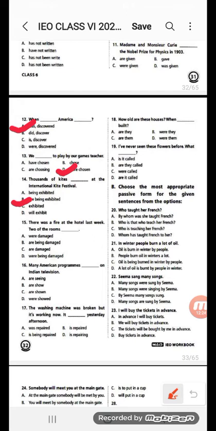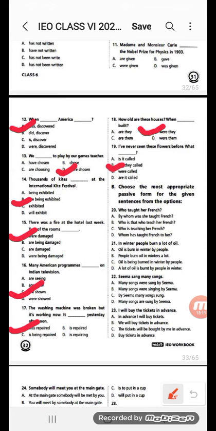There was a fire at the hotel last week. Two of the rooms were damaged. Many American programs are shown on Indian televisions. The washing machine was broken, but it's working now. It was repaired yesterday afternoon. Number 18. How old are these houses? When were they built? Number 19. I have never seen these flowers before. What are they called?